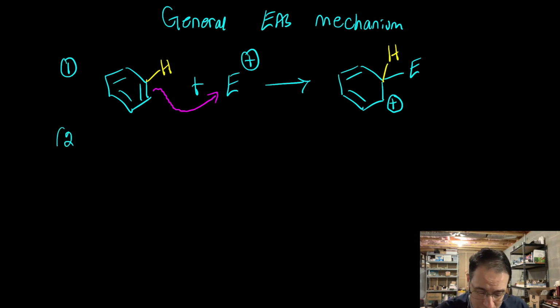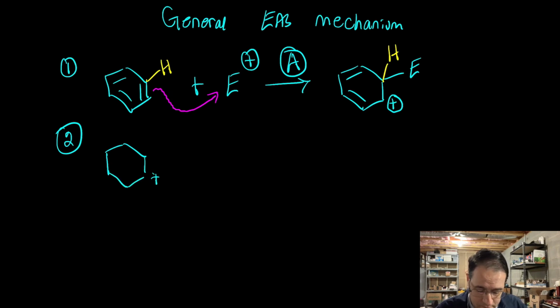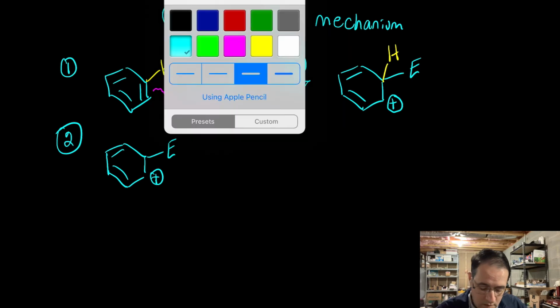In the second step, this is nucleophilic attack. You know how I like to abbreviate my individual curved arrow reaction mechanism steps by a letter. A stands for attack. Okay, and then what happens here is we're going to have a deprotonation. So let's go ahead and draw this in.